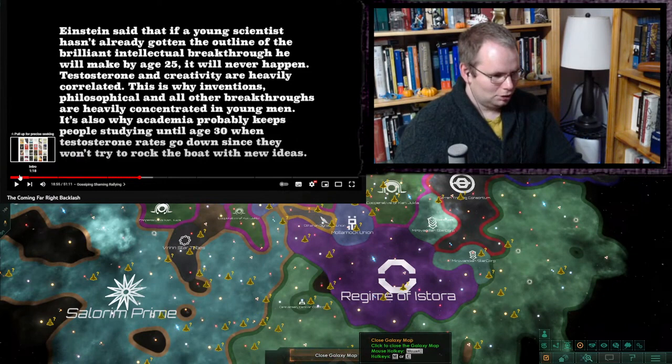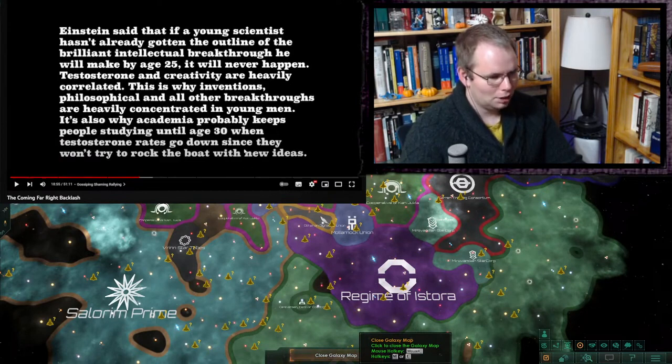This is why inventions, philosophical, and all other breakthroughs are heavily concentrated in young men. It's also why academia probably keeps people studying until age 30 when testosterone rates go down, since they won't try to rock the boat with new ideas.